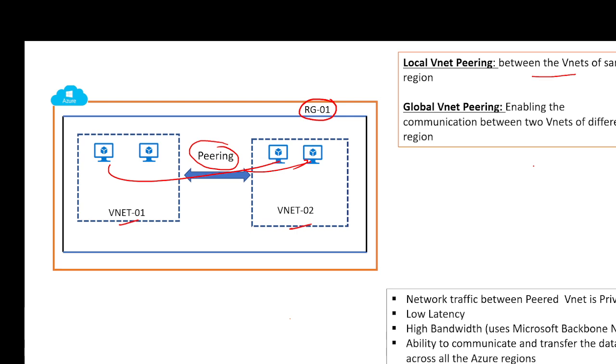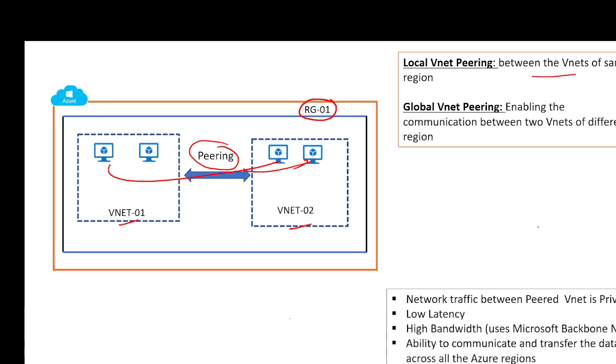Okay, and then network traffic. These are some of the key points. Down below you can see the network traffic between peered Vnets is private, meaning the traffic goes between two different Vnets privately. Why? Because Microsoft has laid their own cabling between every data center.